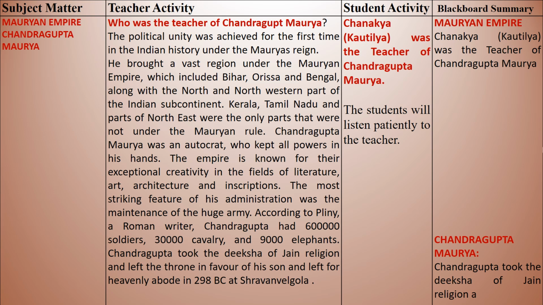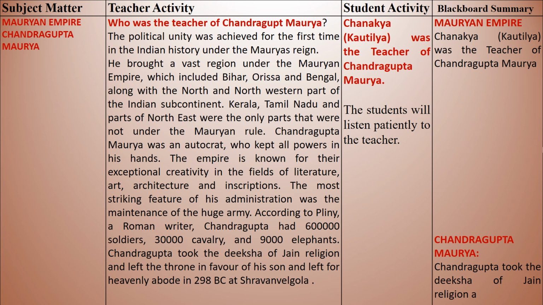The empire is known for its exceptional creativity in the field of literature, art, architecture, and inscriptions. The most striking feature of his administration was the maintenance of a huge army. According to Pliny, a Roman writer, Chandragupta had 6 lakh soldiers, 30,000 cavalry, and 9,000 elephants.